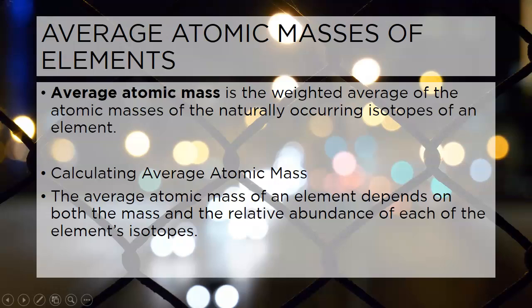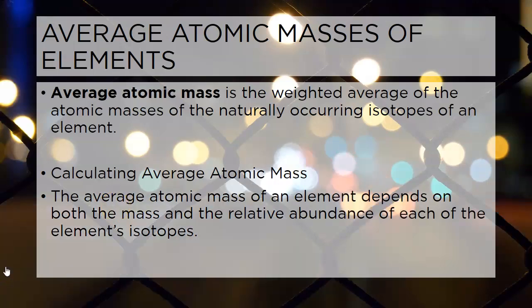We call this the average atomic mass. It's the weighted average of all the atomic masses of the naturally occurring isotopes of an element. And it depends on two things: the individual masses of the isotopes and how abundant they are. Like I was giving you with the helium, I just made up numbers, but 99% to 1% would be a relative abundance of the helium.